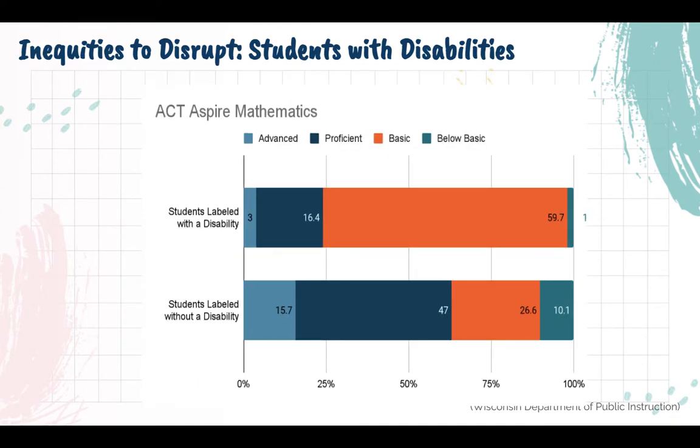It's almost double the number of students marked as basic, and then you've got almost triple the number of students without a disability who are proficient, and that's very concerning to me, given that we do have a high percentage of students with disabilities. And this is our freshman and our sophomore classes when they take the ACT Aspire.